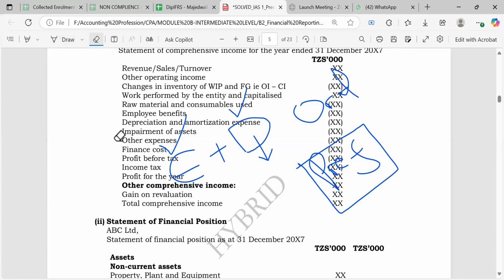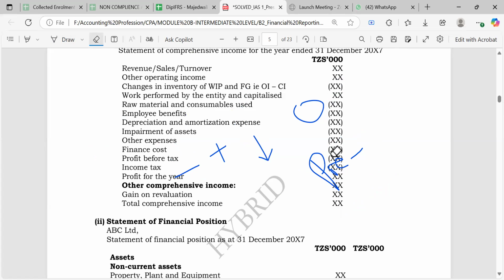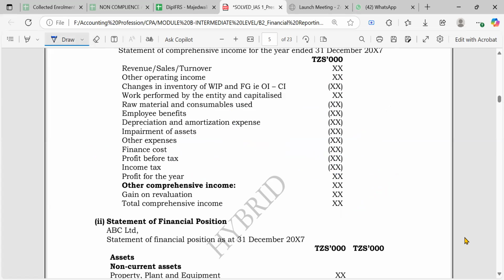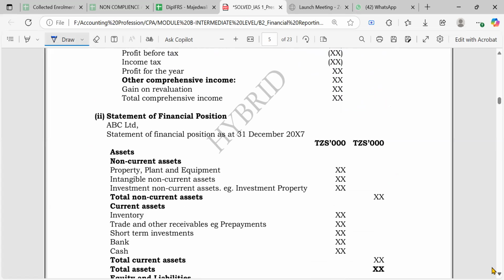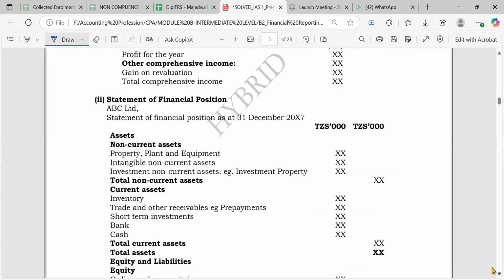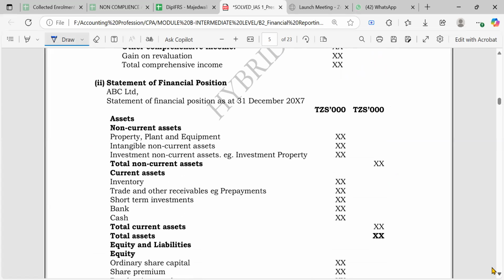Okay, then let's go on and on. Very interesting. The cost part and the purchase, very interesting. Accounts is very good.